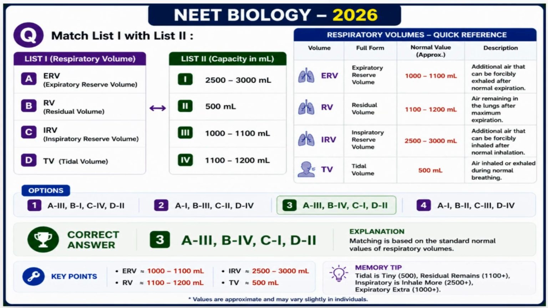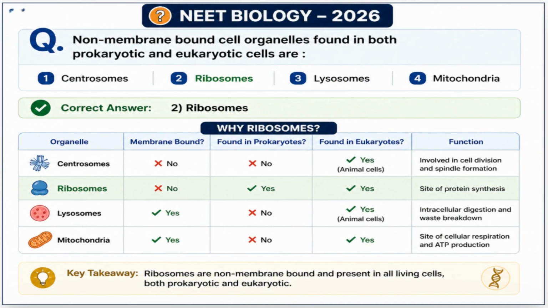Match the respiratory volumes with their capacities. Expiratory reserve volume is 1,000 to 1,100 ml. Residual volume is 1,100 to 1,200 ml. Inspiratory reserve volume is 2,500 to 3,000 milliliters. Tidal volume is 500 milliliters.